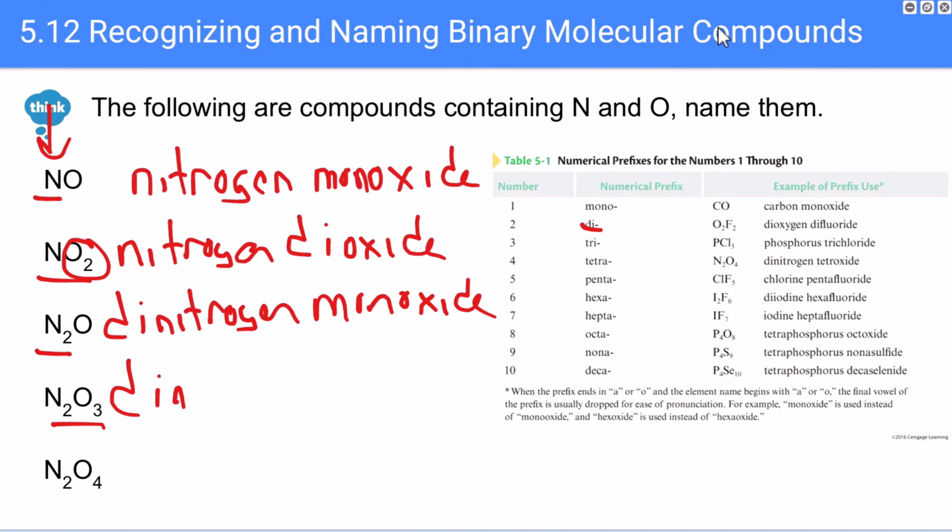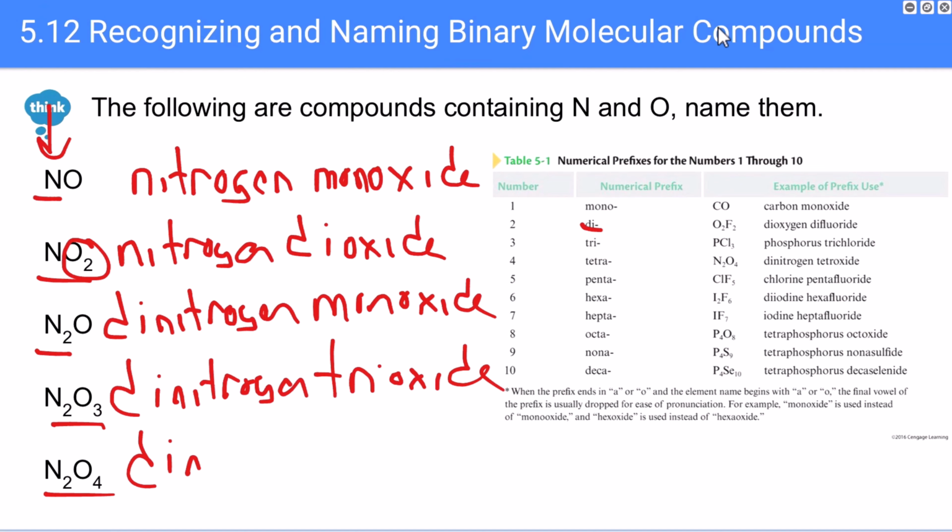N2O3, dinitrogen trioxide. N2O4, again, no reduction here. Dinitrogen tetraoxide. Sometimes we drop the O there, it just depends, but as long as you're following these steps, you should be fine. Remember, no mono on the first, mono on the second for sure.